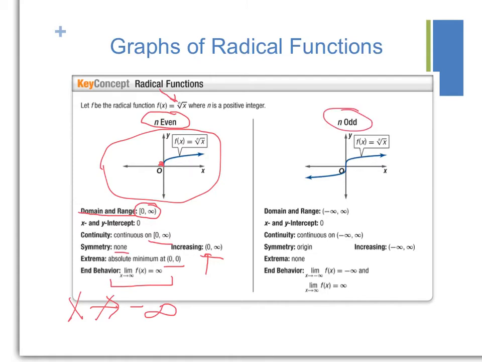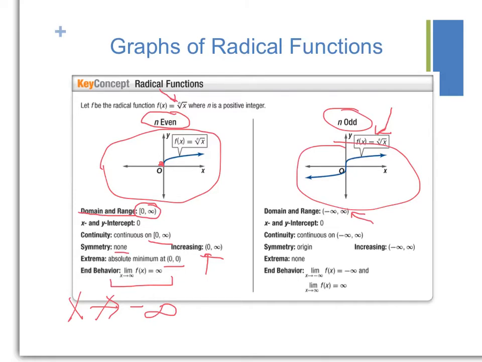Here, when n is odd, so the index on our radical is an odd number, we will get a graph similar to this shape. This function is continuous from negative infinity to positive infinity, from left to right, because we are allowed to take the odd root of a negative number.